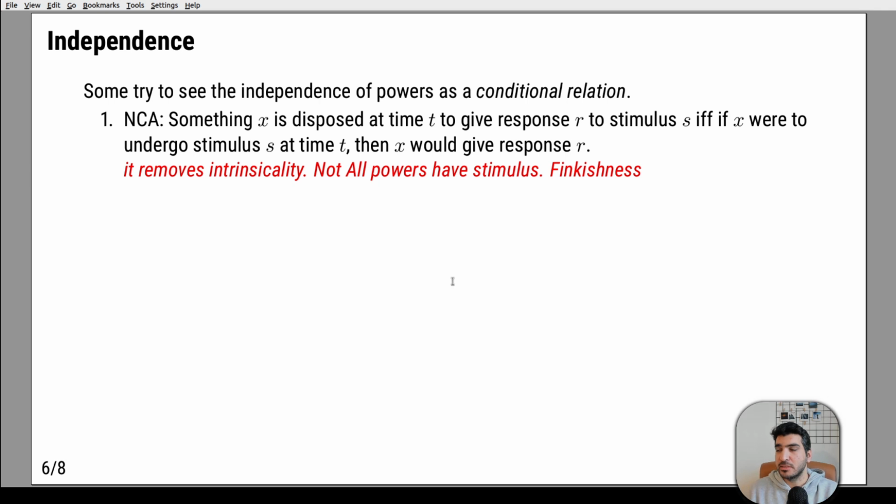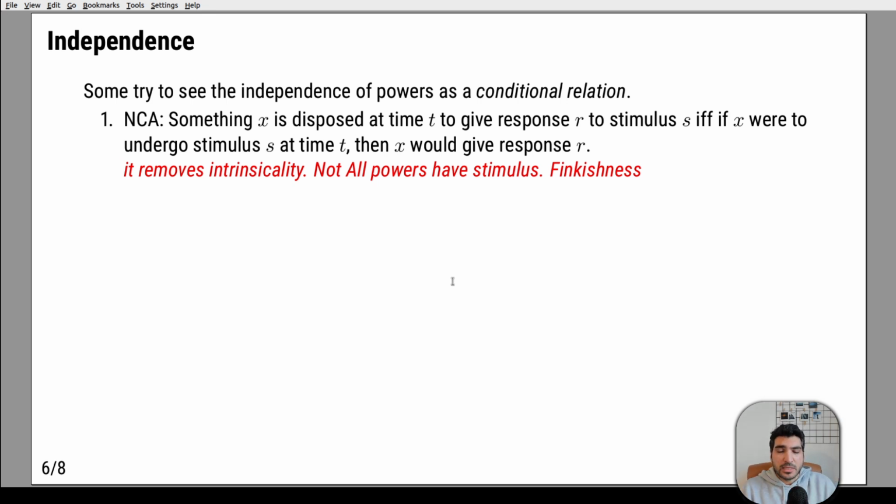Or, for instance, the gravitational attraction between two massive bodies. It's not like something is stimulating them all the time. There's nothing stimulating them, but they just constantly are manifesting the power that they have. That's the power of attraction.